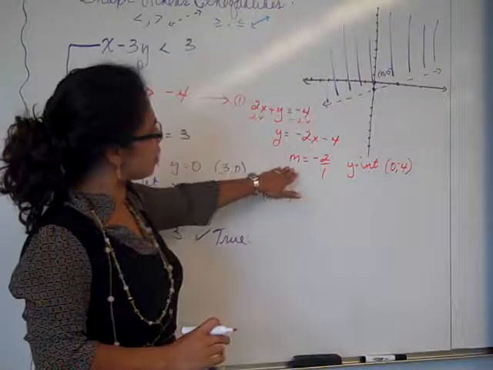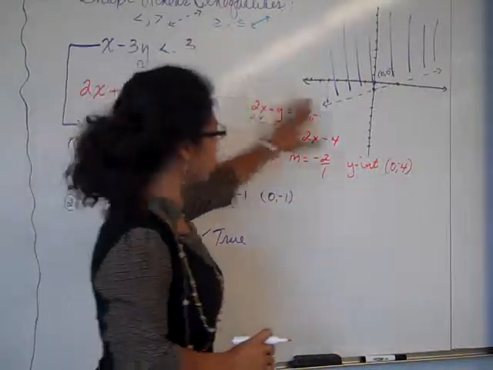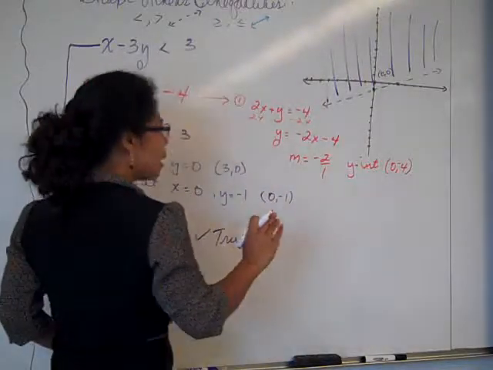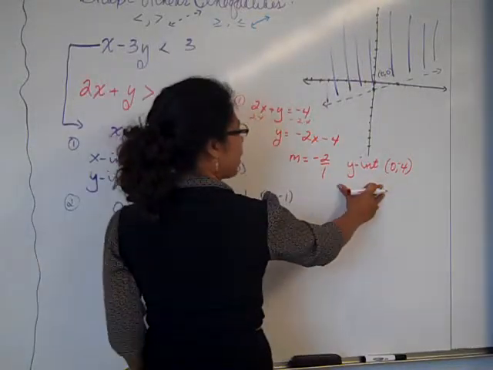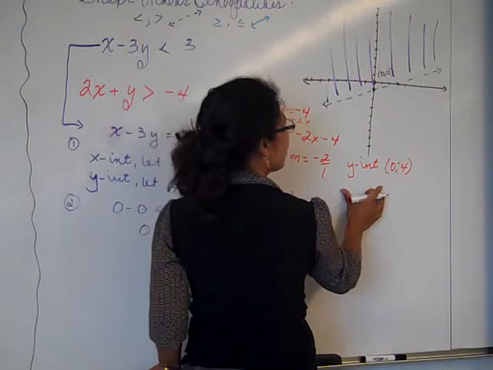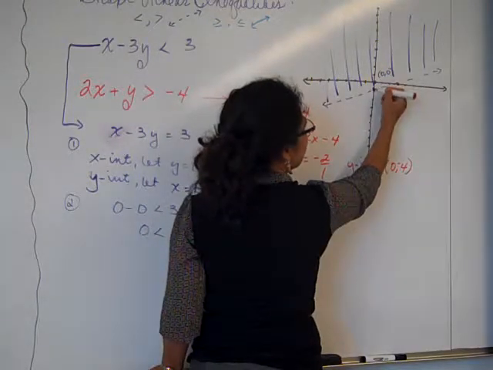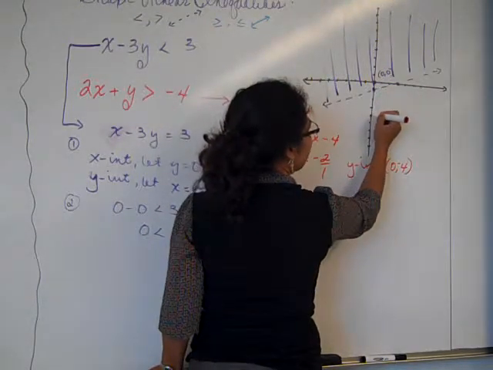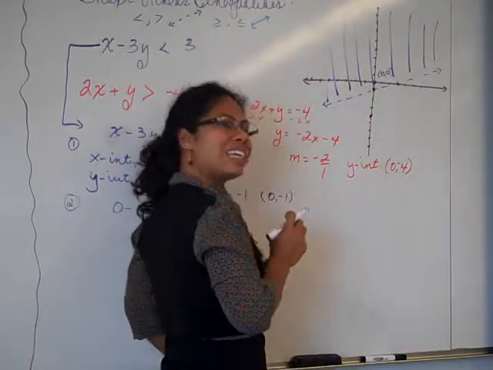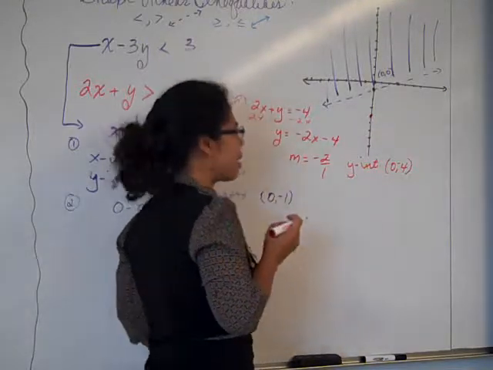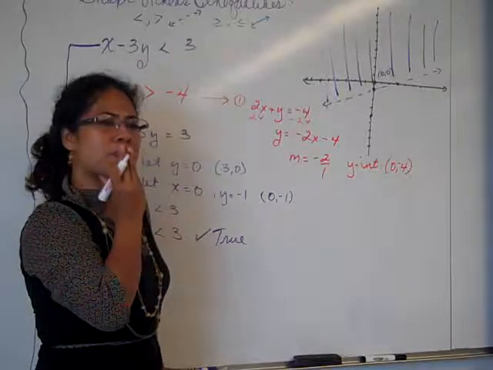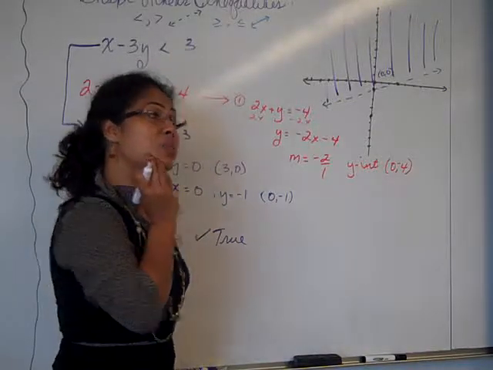Now let's try to graph this line. Let's get our two points down first. The y-intercept is 0, negative 4. So this is 0, then negative 1, negative 2, negative 3, negative 4. Here I am. I need a second point. How am I going to get a second point? Use the slope to move.